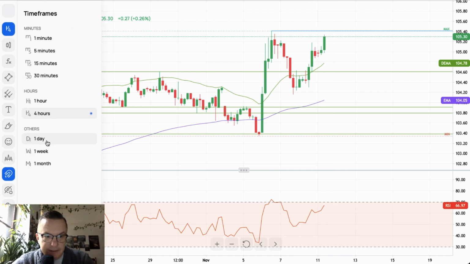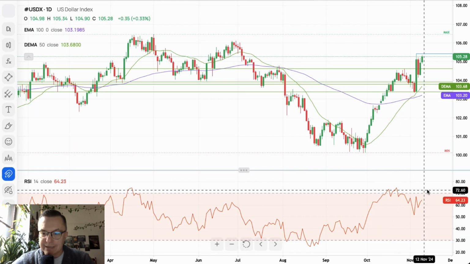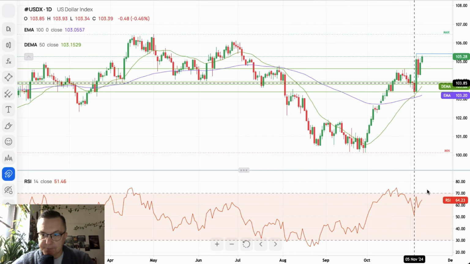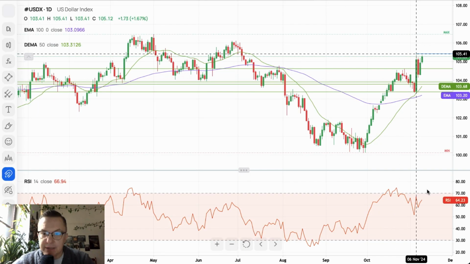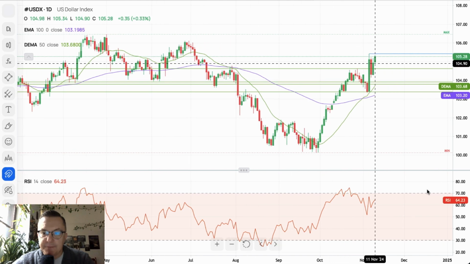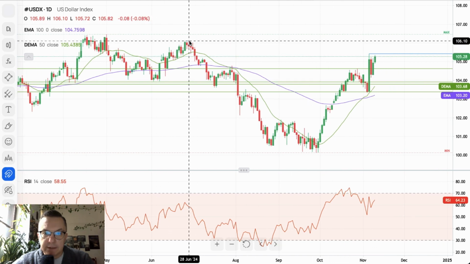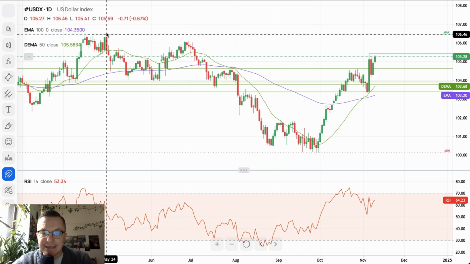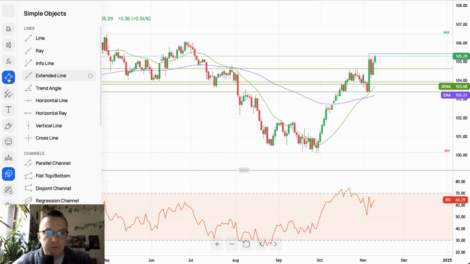Even if we switch to a daily, you can see there is still room to the upside here. The big candle that was made here is poised for another movement to the upside towards 106.10 and 106.47. Those are the next targets for the bulls.